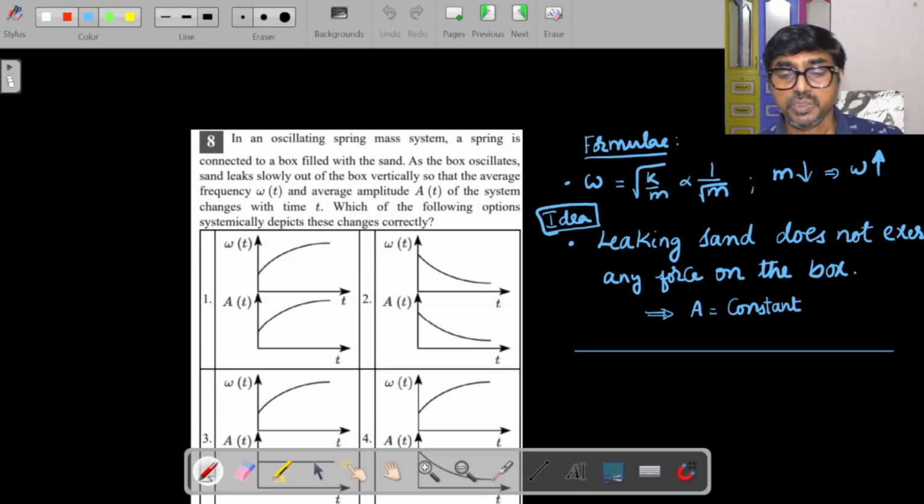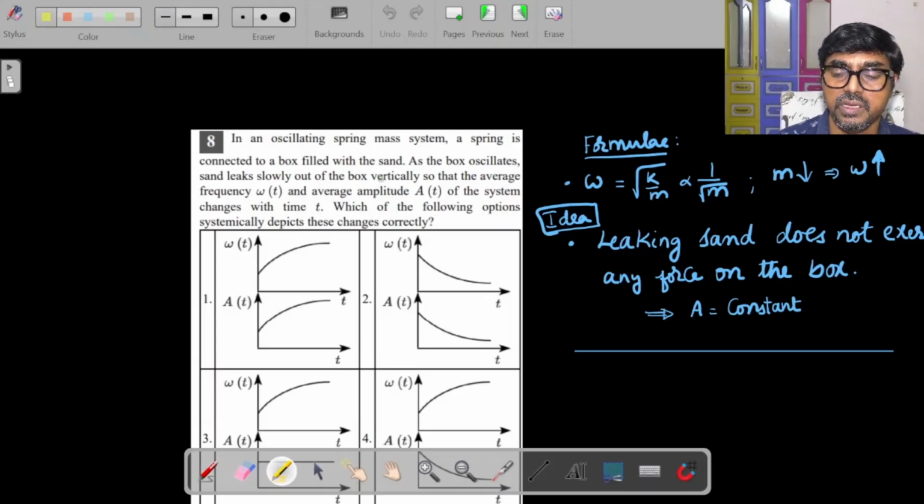Right, this is going to be a simple harmonic motion question. In an oscillating spring mass system, a spring is connected to a box filled with sand. As the box oscillates, sand leaks slowly out of the box. So it is a leaking box. Vertically it is leaking. Okay, that's important. So the average frequency and average amplitude of the system change with time t as... Which of the following options systematically depicts these changes correctly?